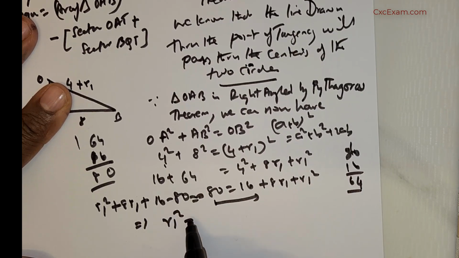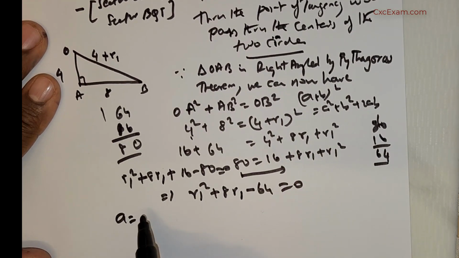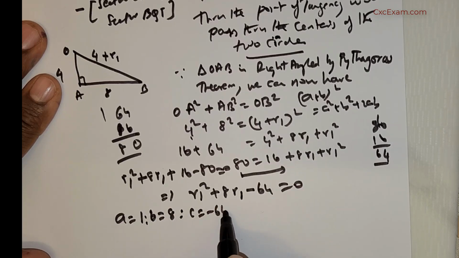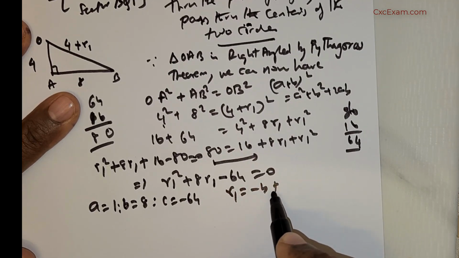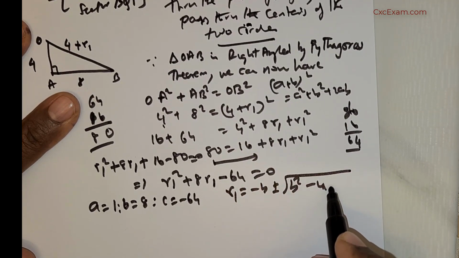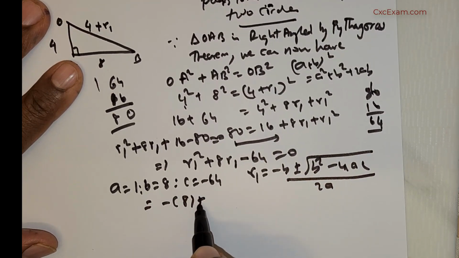So you're getting R1 squared plus 8 times R1 minus 64 is equal to 0. Use the quadratic formula. A is equal to 1, B is equal to 8, and C is equal to negative 64. The formula is R1 is equal to negative B plus or minus the root of B squared minus 4AC, divided by 2 times A.